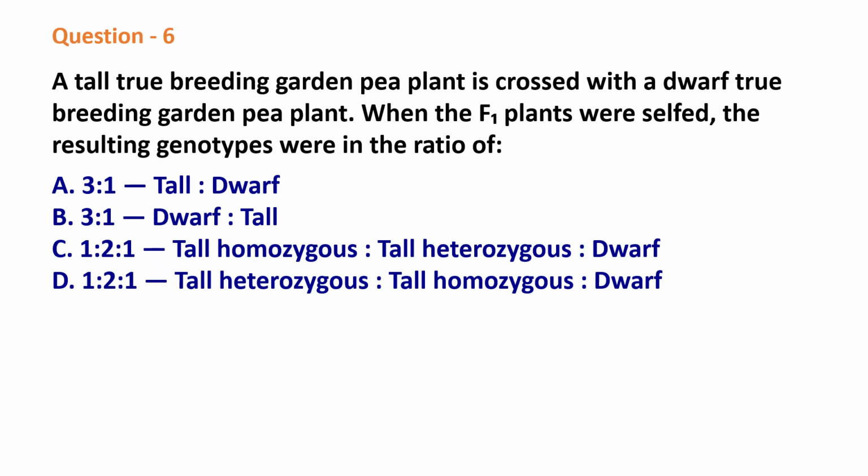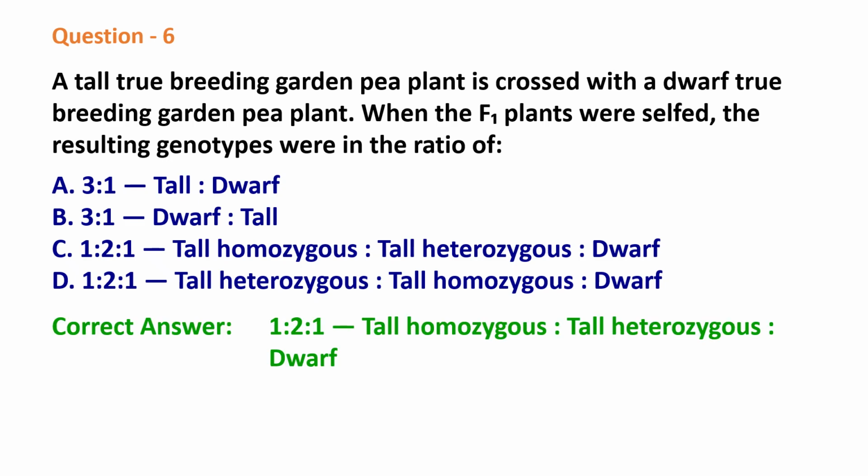Question 6. A tall true breeding garden pea plant is crossed with a dwarf true breeding garden pea plant. When the F1 plants were selfed, the resulting genotypes were in the ratio of: 3 tall to 1 dwarf; 3 dwarf to 1 tall; 1 tall homozygous to 2 tall heterozygous to 1 dwarf; 1 tall heterozygous to 2 tall homozygous to 1 dwarf. The correct answer is 1 tall homozygous to 2 tall heterozygous to 1 dwarf.